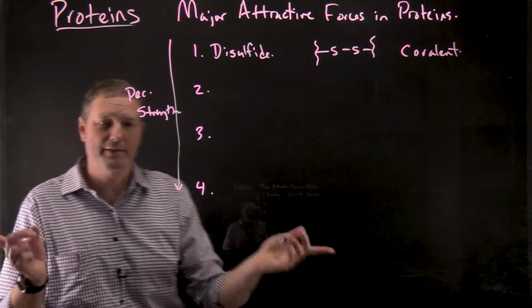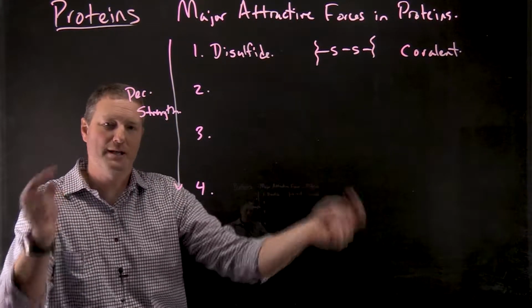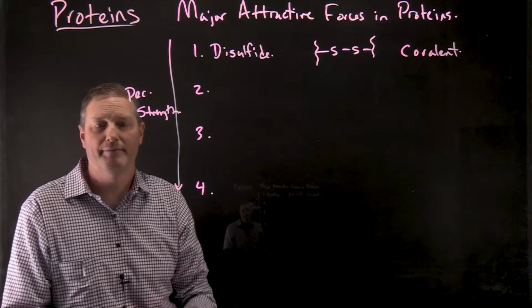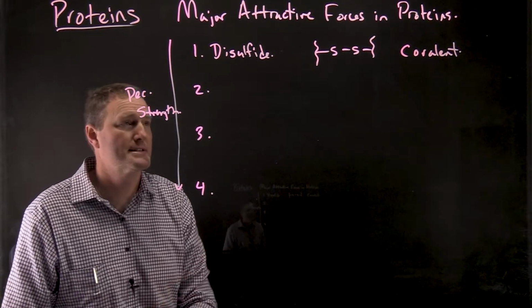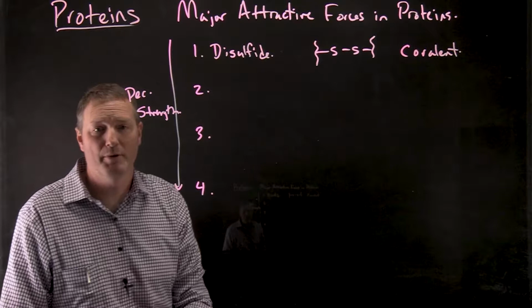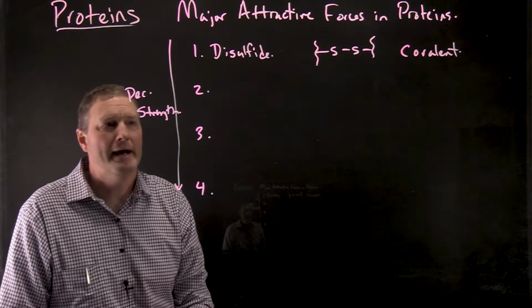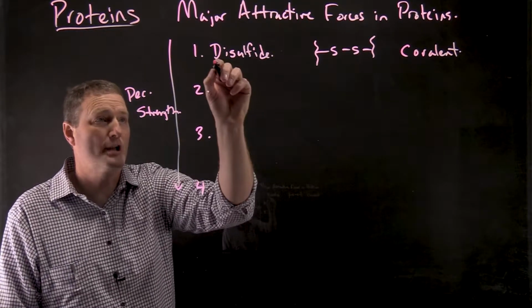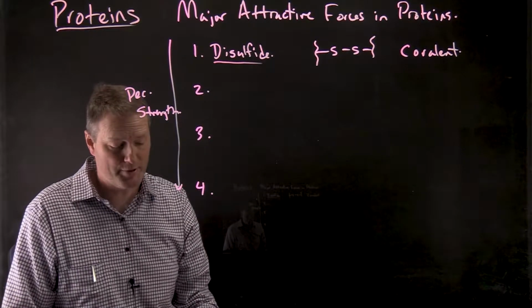And in essence, you can think of that as making a long linear chain now form a loop. And if a protein has multiple cysteines, you could form potentially multiple disulfide bonds. So that's going to be the strongest of these types of forces.